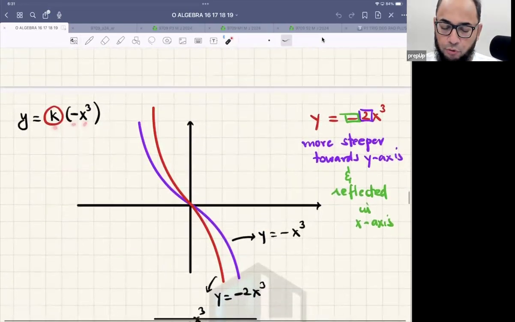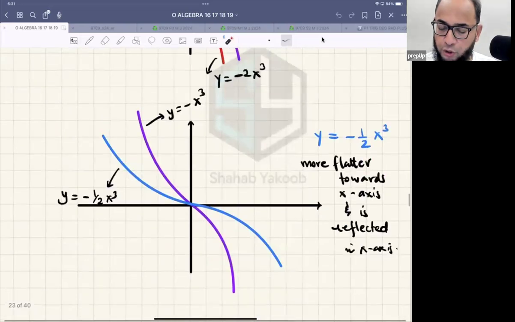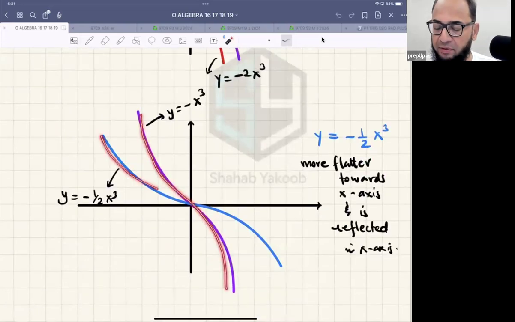K into minus x cube. K is still positive, but because of the minus sign, we draw this original one and then we make it steeper. We draw this purple original one and then we make it flatter.